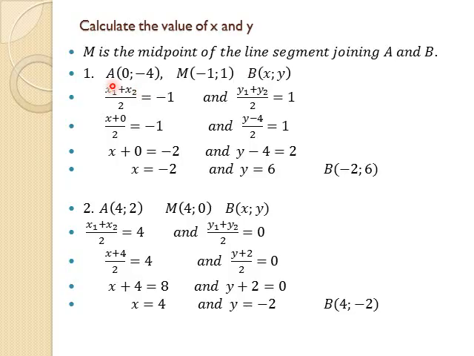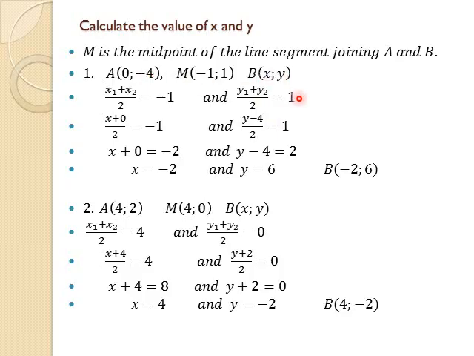So they gave me A, 0 and minus 4. M, which is the midpoint, minus 1 and 1, and B, x and y. So in short, x1 plus x2 divided by 2 must equal minus 1, and y1 plus y2 over 2 must equal 1. I'm going to use the coordinates of A and B. So B, the x, plus 0 divided by 2 equals minus 1. 2 times negative 1 gives me negative 2. Add 0, so x equals negative 2.